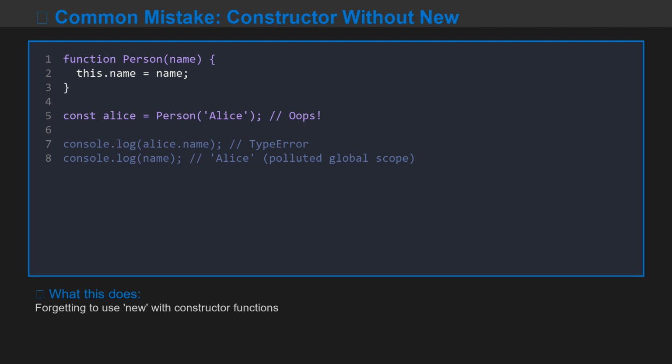Another common mistake is forgetting to use the new keyword with constructor functions. Notice how in this example, we're not using new. This leads to this referring to the global object, which can cause unexpected behavior and pollute the global scope.